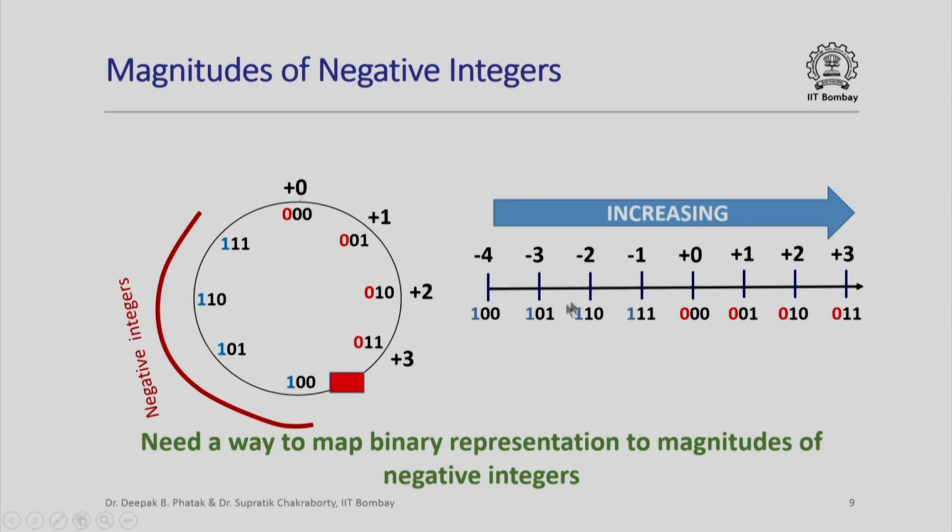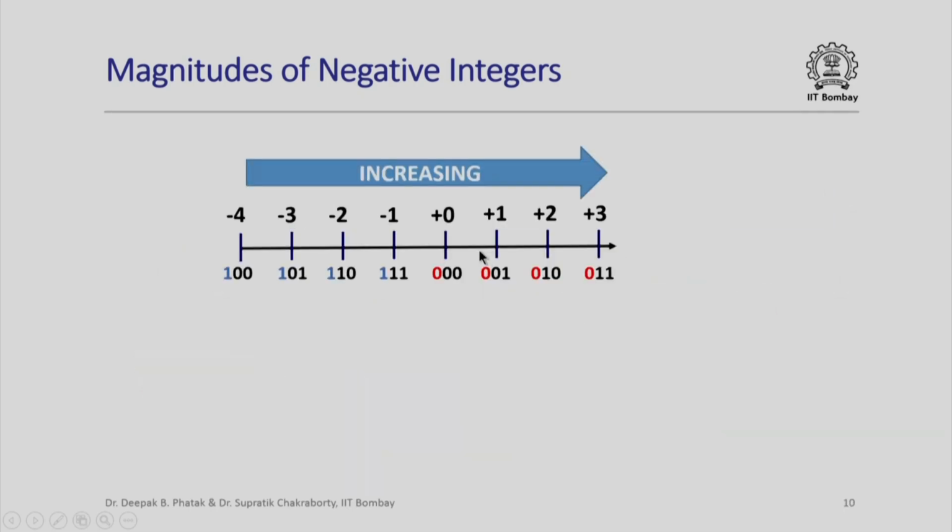So a question to ask is: can we have a mapping of the binary representation to the magnitudes of the negative integers? So I would like to go from this 1 1 to 1, from this 1 0 to 2, from this 0 1 to 3 and from 0 0 to 4. So how do we come up with this mapping?